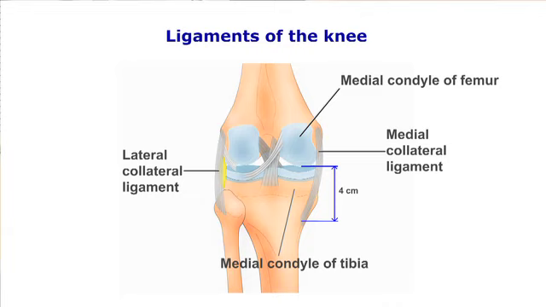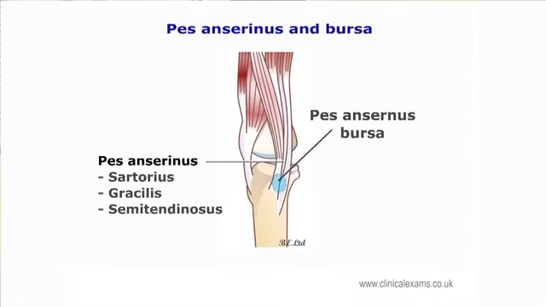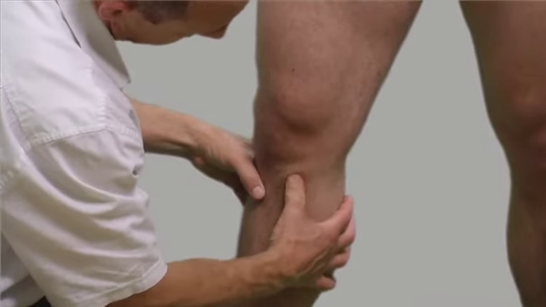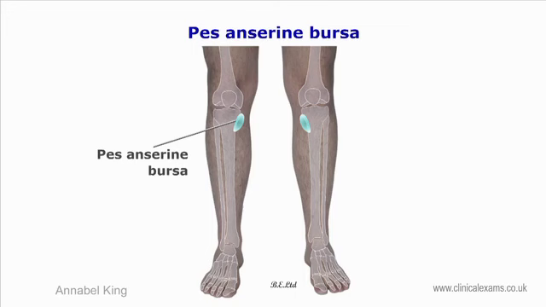Crossing on top of the lower part of the medial collateral ligament is the pes anserinus tendon complex. These are the joint tendons of the sartorius, gracilis, and semitendinosus muscles. A bursa lies between the medial collateral ligament and the pes anserinus.